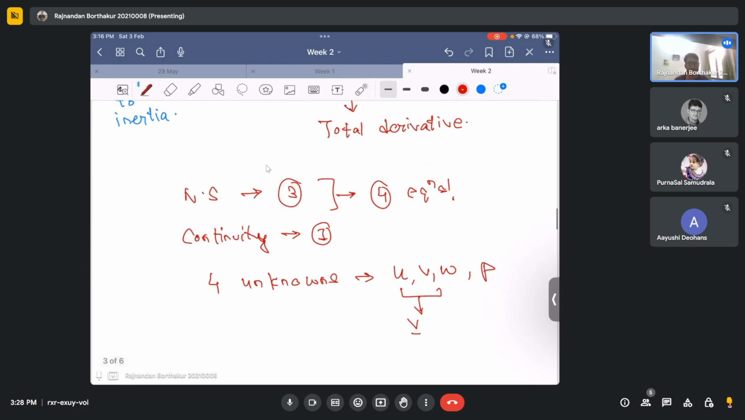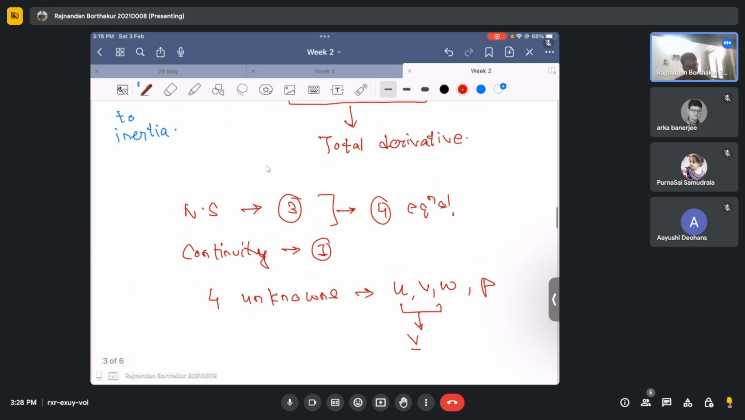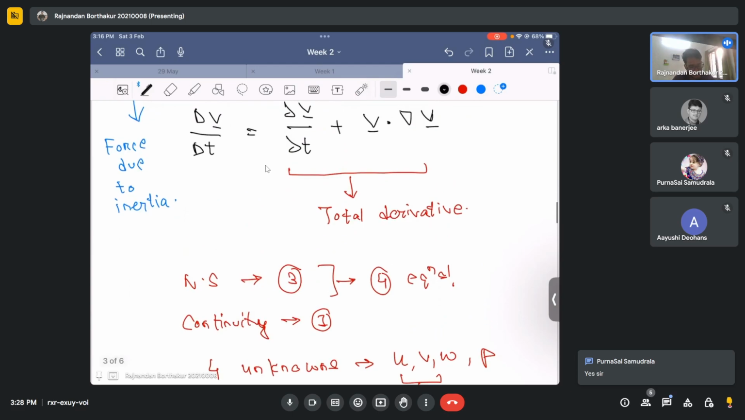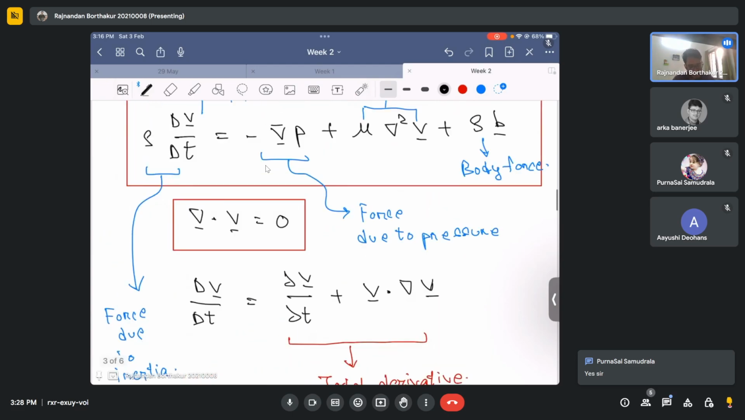How many unknowns do the Navier-Stokes equations and the continuity equation have? I hope this is clear. Does anyone have any question? Okay, very nice. So this is the idea behind the Navier-Stokes equation.